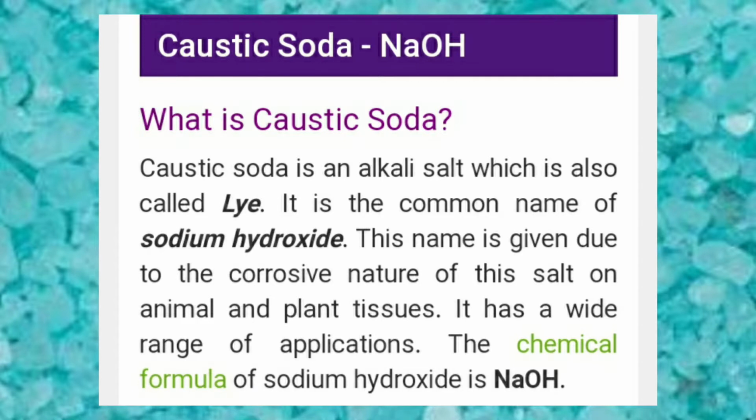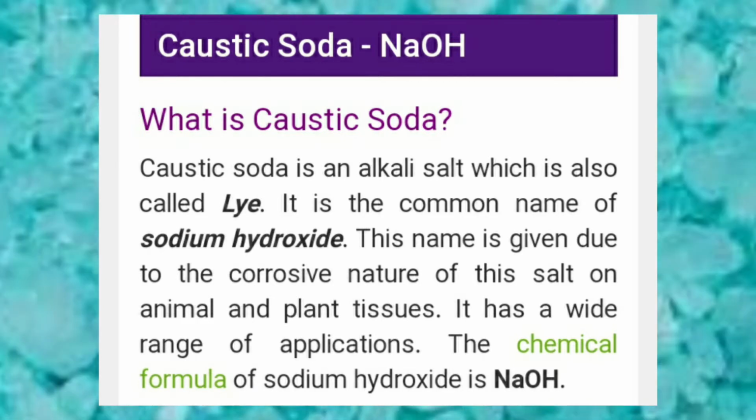Caustic soda is an alkali salt, children. Sodium hydroxide is an alkali salt. Then what is caustic soda or sodium hydroxide? Caustic soda is an alkali salt which is also called lye. The chemical formula of sodium hydroxide is NaOH. This name is given because of its corrosive nature on animal and plant tissues. It is slightly corrosive in nature, children. That's why it is called caustic soda.